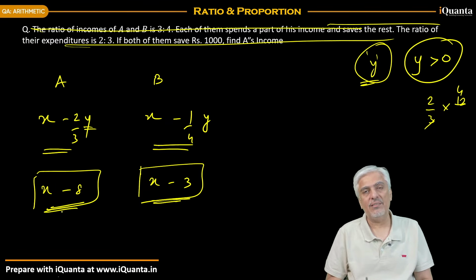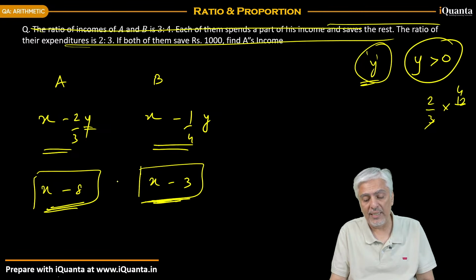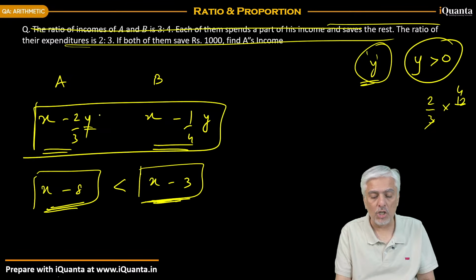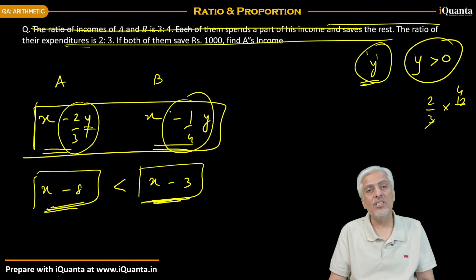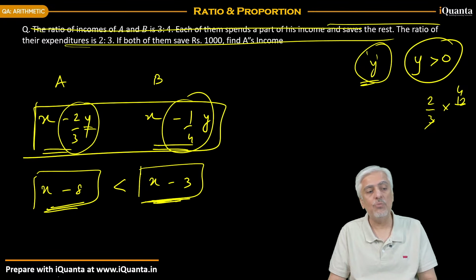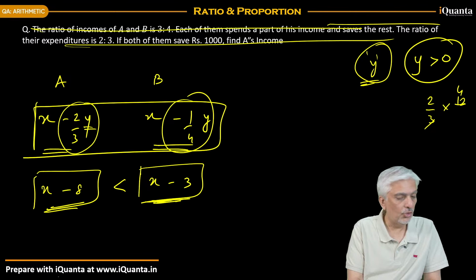X is a number, whether 100, 5, or 20, whatever it is. So B will have more money. Is this clear? Because in short, 2/3 Y is more than 1/4 Y. So from A, I took more money than from B, and that is why at the end, B had more money than A. Great. So let's go ahead.